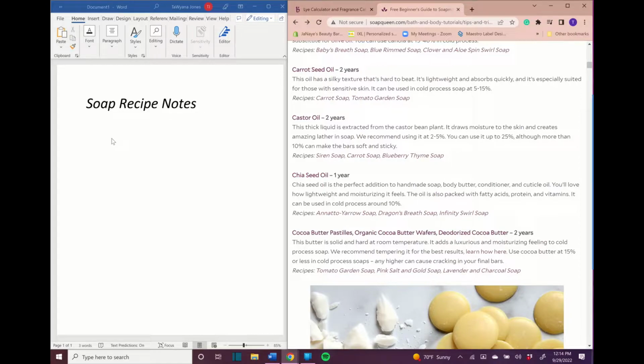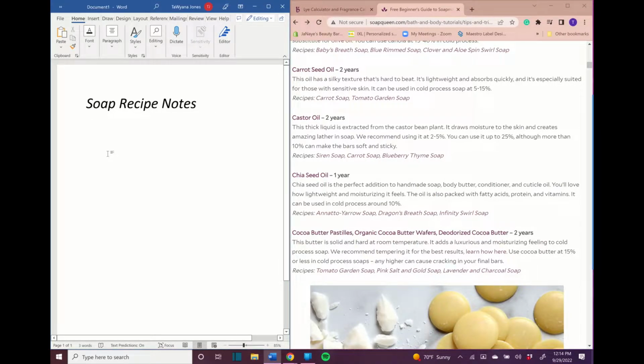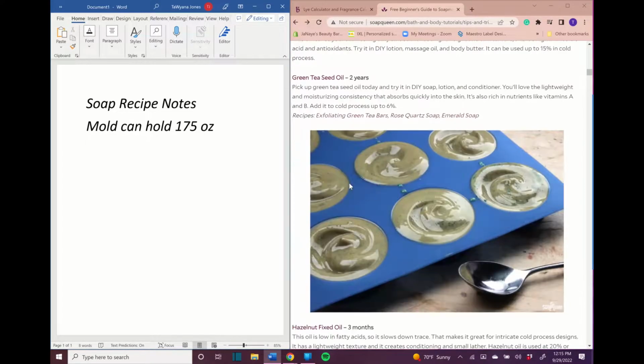Over here I have my soap recipe notes. First things first, in the last video talking about measuring the volume of your soap mold, I figured out that the volume of my soap mold was 175 fluid ounces. So set in stone, my mold can hold 175 ounces. That's my goal in the end. Next, I need to figure out my oils. Like I said, I'm just going to randomly, let me see.